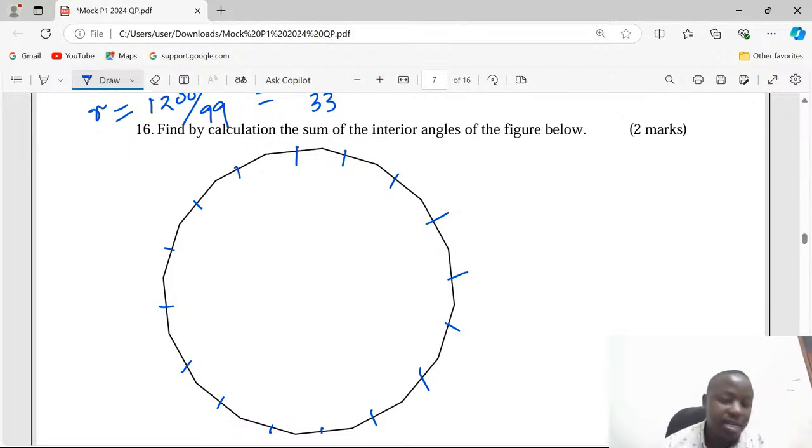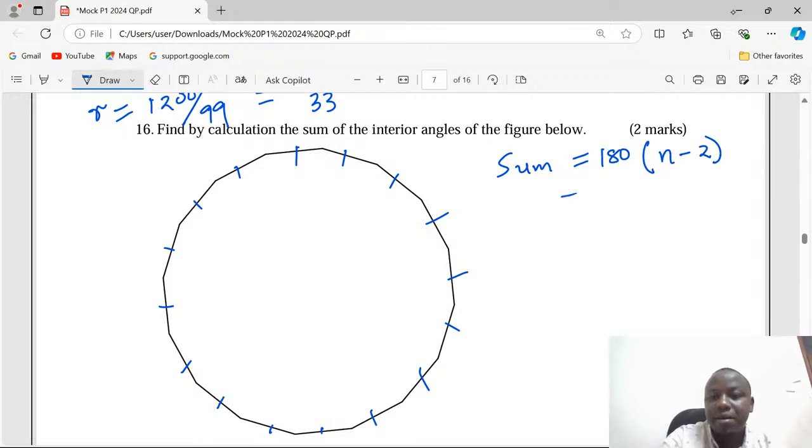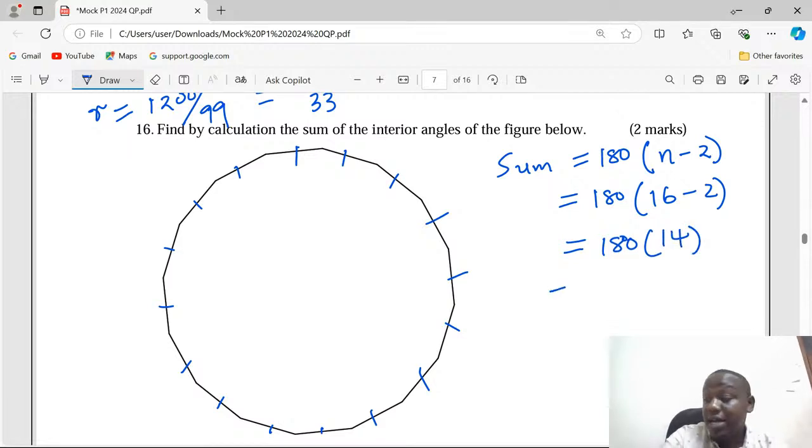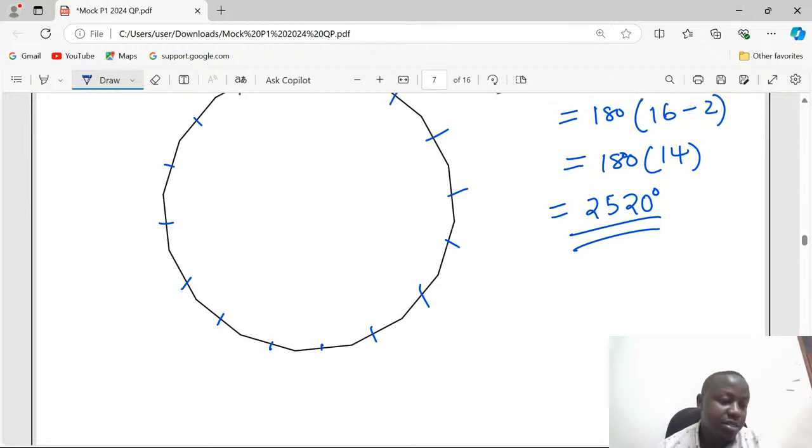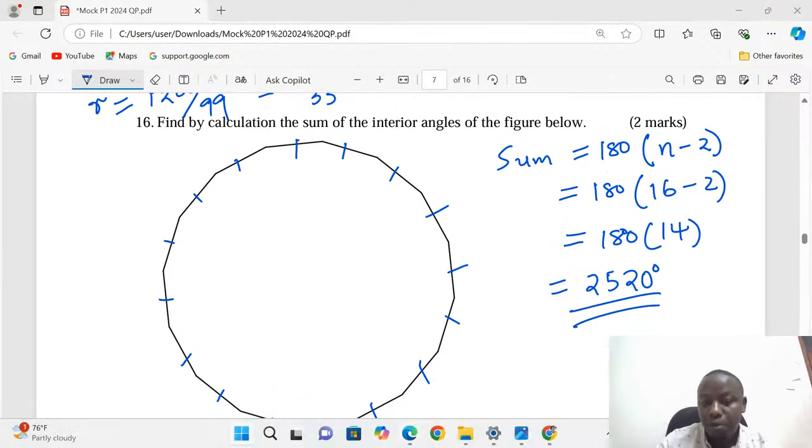A very unique setting. We have 16 sides, which means that we should know that the sum of interior angles is given by 180 multiplied by (n minus 2), where n is the number of sides. So 180 multiplied by (16 minus 2), this will be 180 multiplied by 14, giving us exactly 2520 degrees. So that will be the sum of the interior angles for this particular polygon.